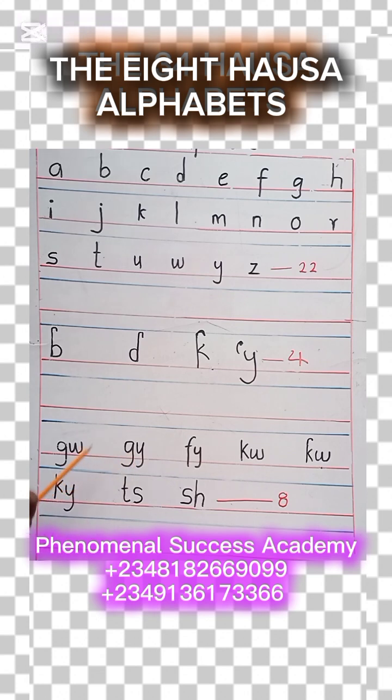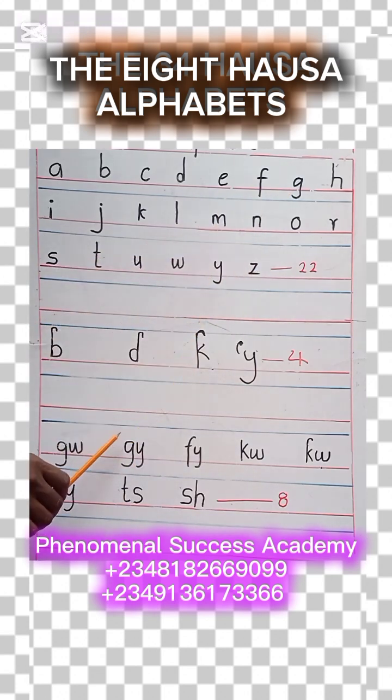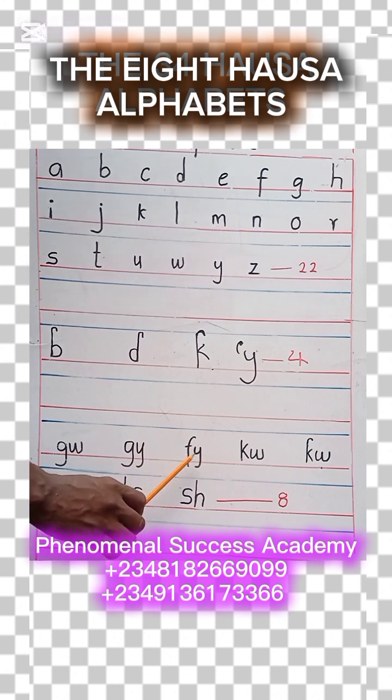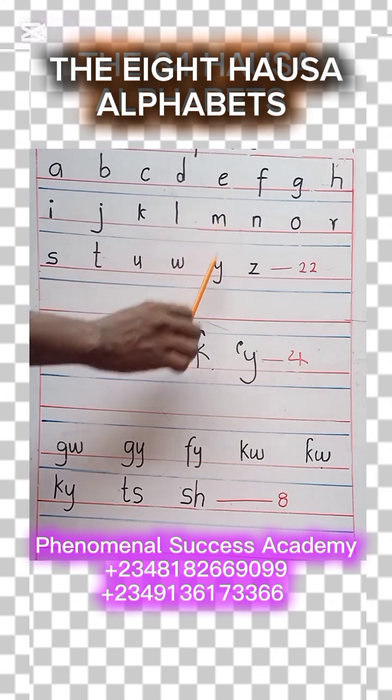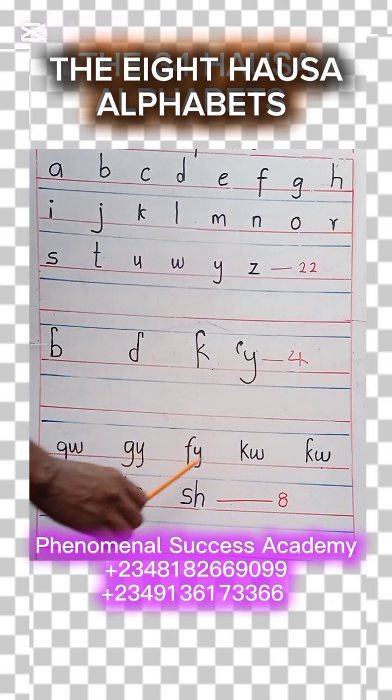Now, secondly, na biyu, gya. Gya is a combination of ga and ya. But when you see them together, you say gya. Idan kun ga ga da ya a tare, sai ku ce gya. The next one is fa. When you see fa, this is a combination of fa and ya. But when you see them together, you say fa.